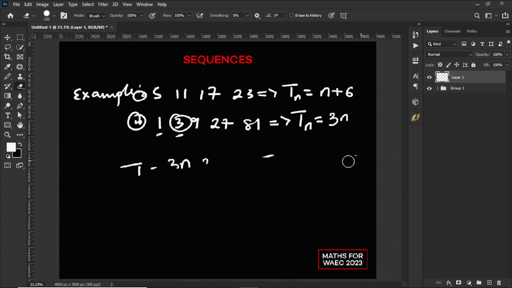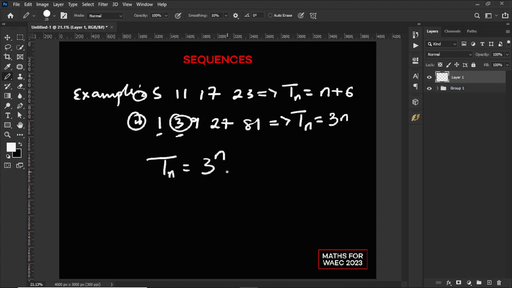So I think it's 3 raised to the power of n. Okay, it's going to be 3 raised to the power of n, right? Yes, sir. So somebody says Tn is going to be 3 raised to power n. Let's see if it's going to work. When n is equal to 1, we have T1 equal 3 raised to power 1, and that's just 3. But T1 is 1, it's not 3, it is 1.